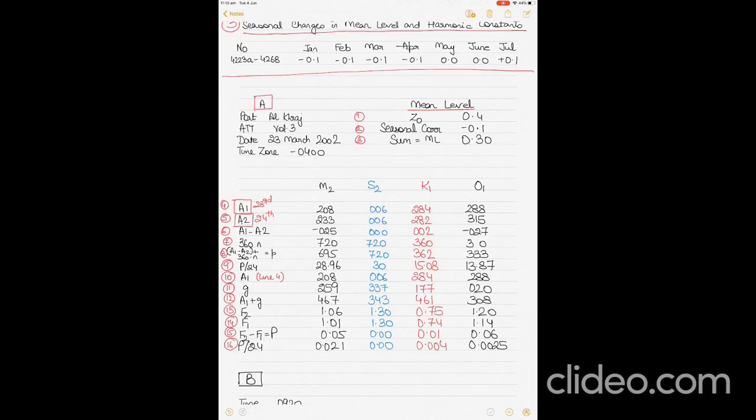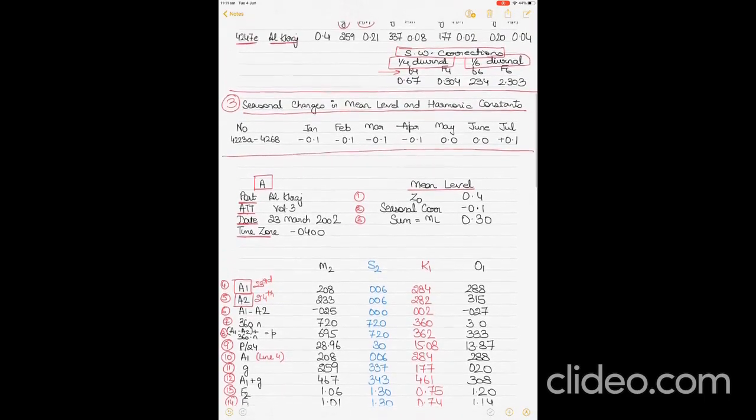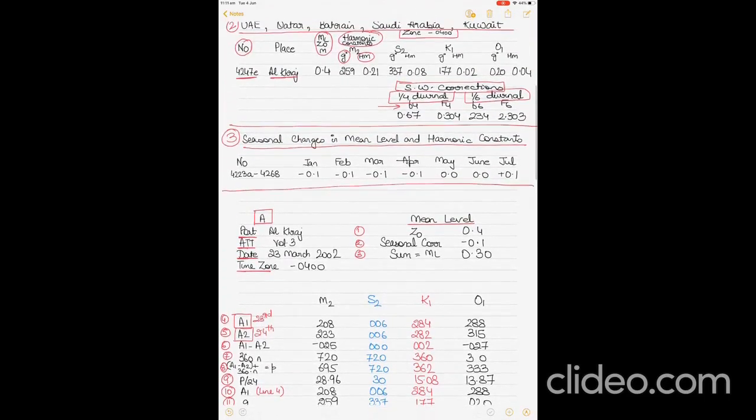As you can see here, part A requires the port to be filled, the Admiralty tide tables, which in this case is volume 3, from which we get the values of the tide for the port of El Kharj, which is a secondary port. The date in question will be 23rd of March because that's the date given to us in the question. The time zone, as I showed you above, is -0400, which you can get from the Admiralty tide tables. Then the first thing we fill in is the mean level, which is the Z0 value, which you get from here, and is 0.4.